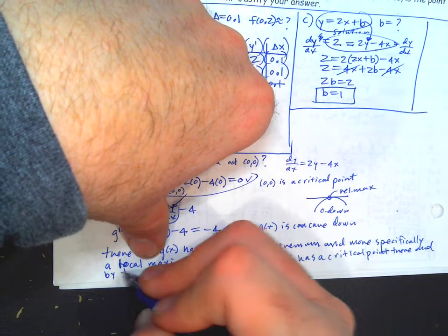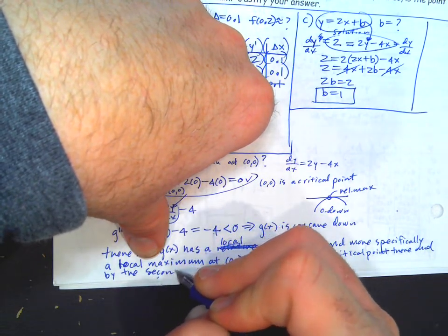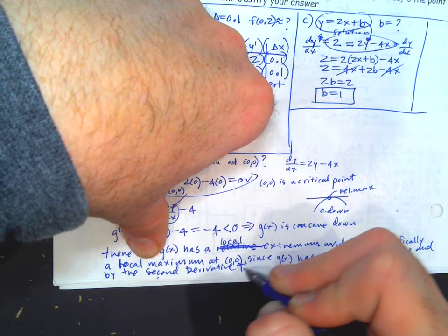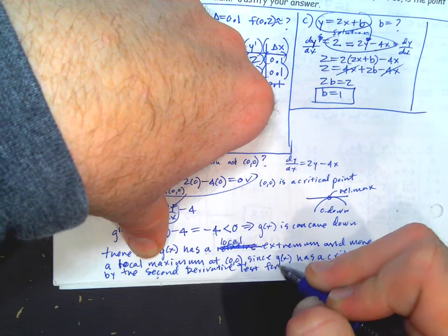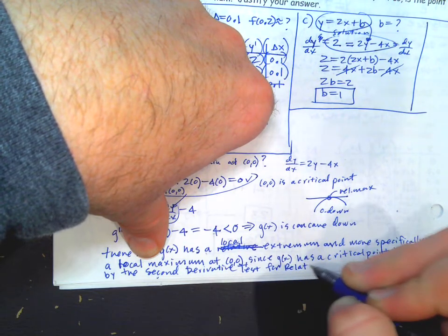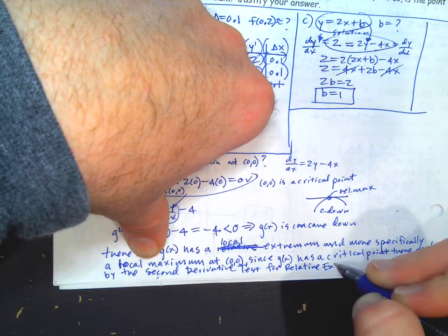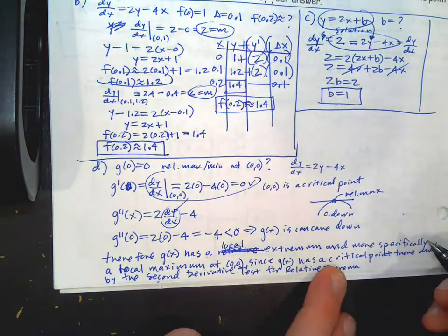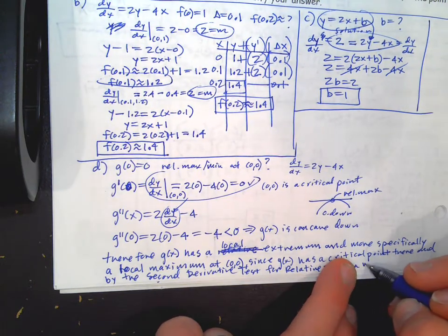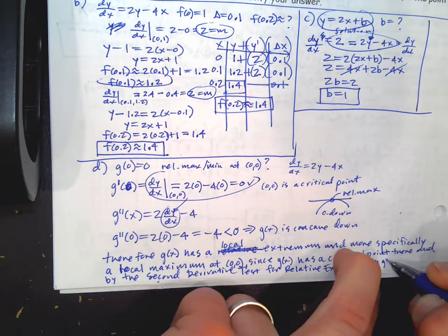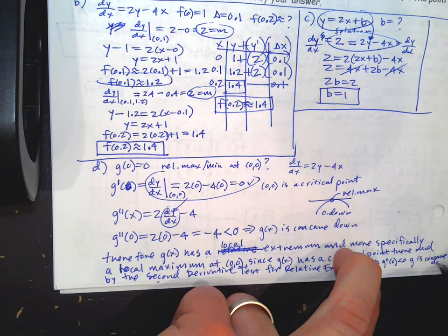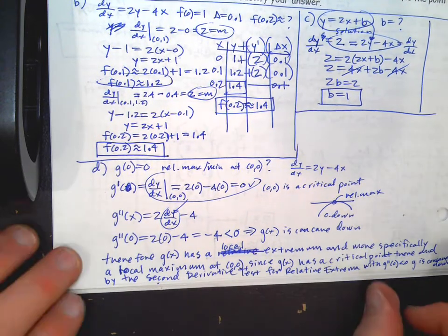by the second derivative test for relative extrema, the square root point, and by this with g double prime of 0 being negative, g is concave down. So I don't know, something along those lines.